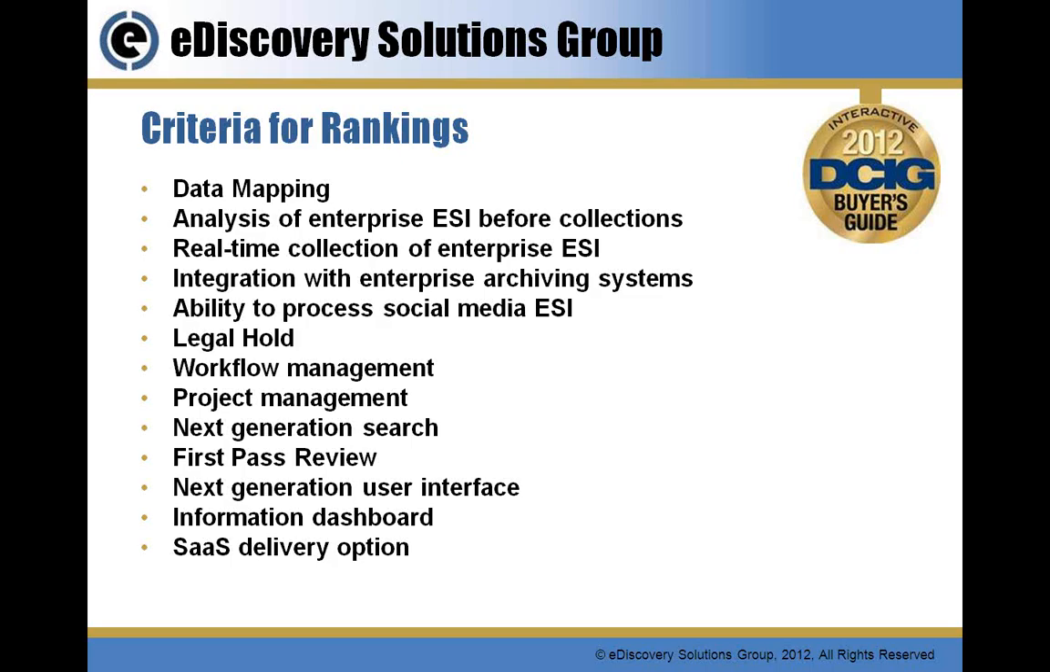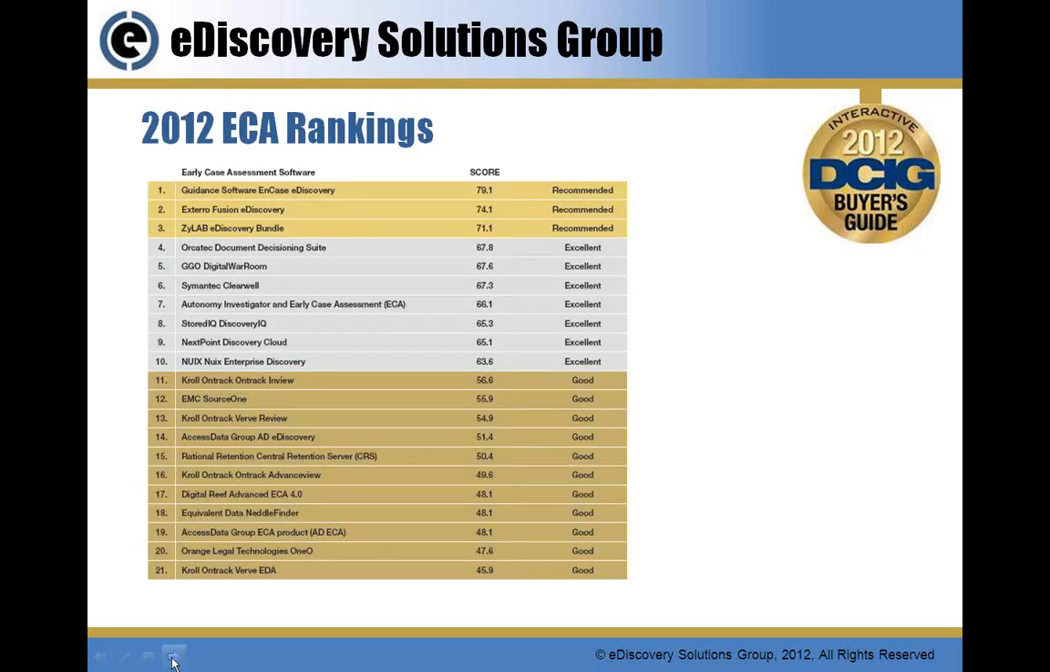Obviously, from what you've been hearing me say, and if you read my blogs and so on, the ability to have a SaaS delivery option is extremely important, and there's also a wide range of what that means. It could mean that you host the data and allow access to it via the internet, or it could be that you actually have an early case assessment application running in the cloud somewhere. And so SaaS delivery options cover a wide variety of different things.